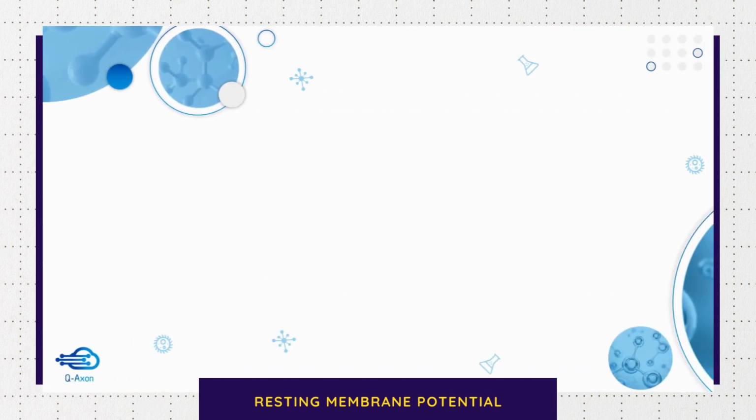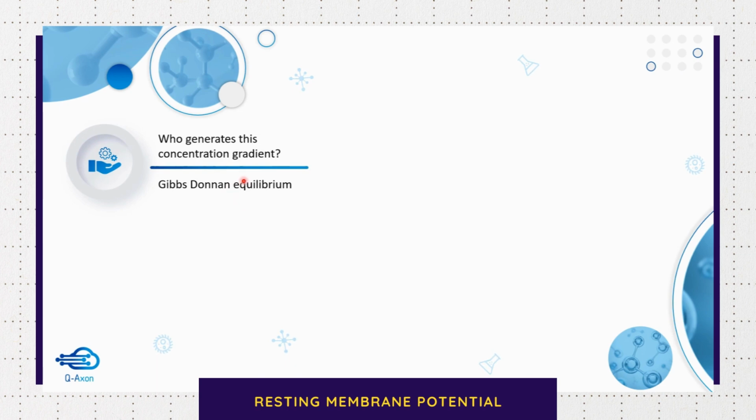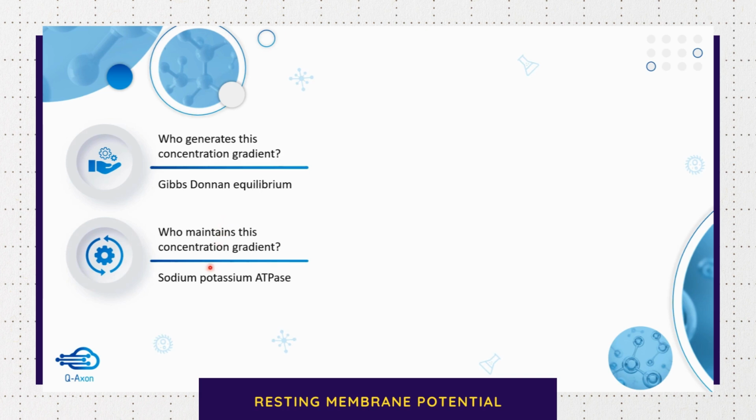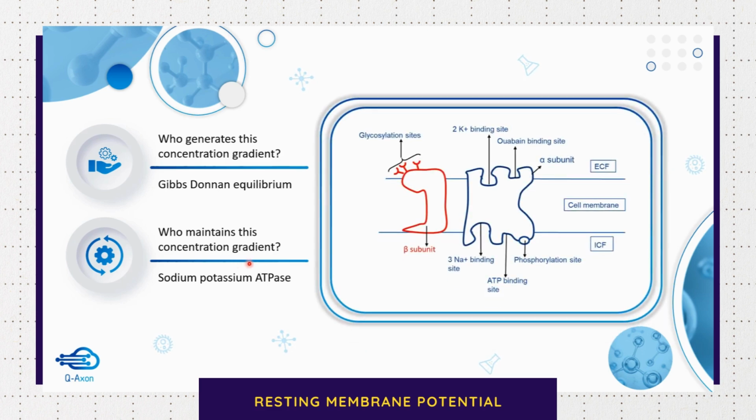So in short, who generates this concentration gradient? It is the Gibbs-Donnan equilibrium. But there is also a role of sodium-potassium ATPase, which maintains the concentration gradient for sodium and potassium. See what happens: when we studied the Gibbs-Donnan equilibrium, we said that the membrane is only leaky to potassium ions. But in reality, some sodium also leaks from outside to inside continuously.